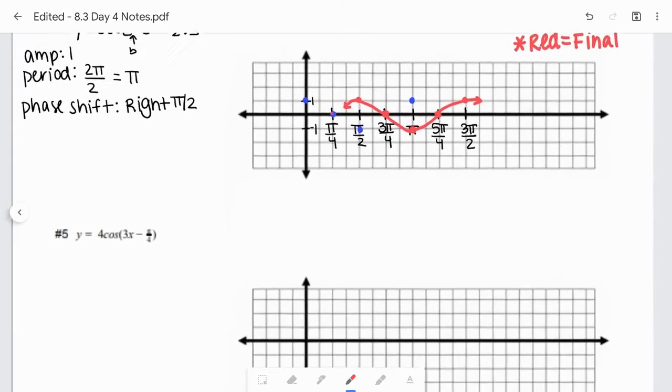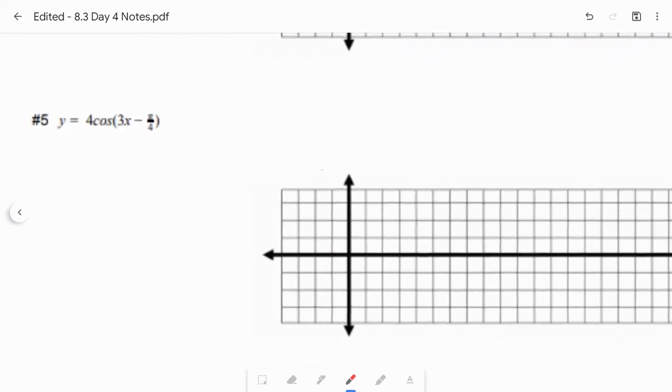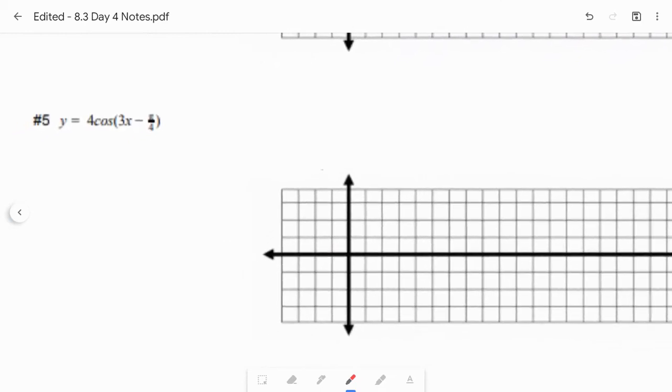Okay, number 5, we have y equals 4 cosine times 3x minus pi over 4. So once again, I have a phase shift, so I'm going to rewrite this. So y equals 4 cosine, factor out the 3, I'm left with x minus pi over 12.